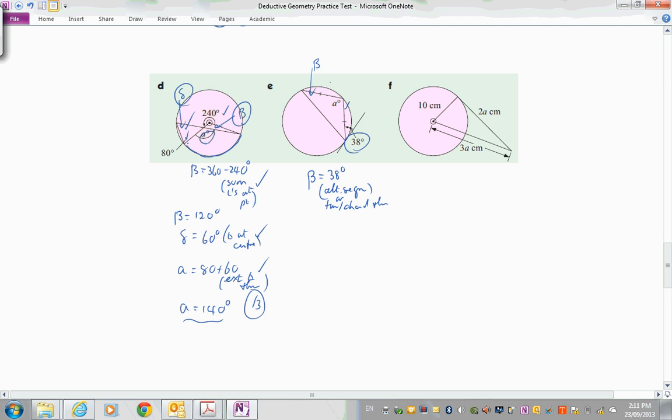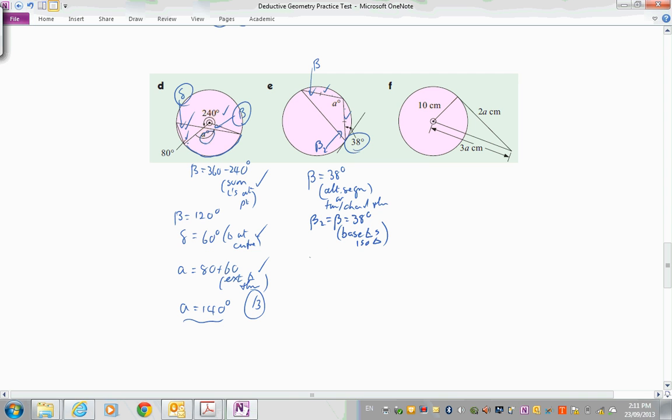What do we got? We've got these two sides equal here. So that means we have an isosceles triangle. So you could say beta 2 equals beta equals 38, base angles. Isosceles triangle. Maybe you could put down that these two are equal, first of all, those sides, but it's okay to recognise an isosceles triangle there.